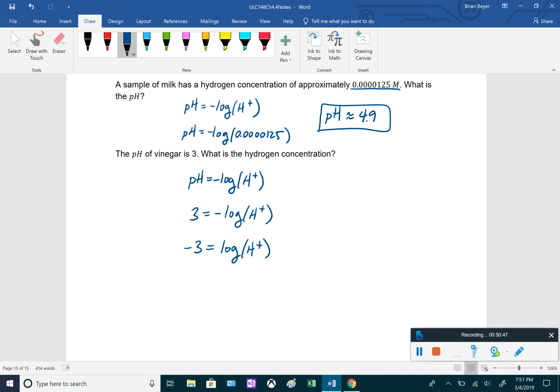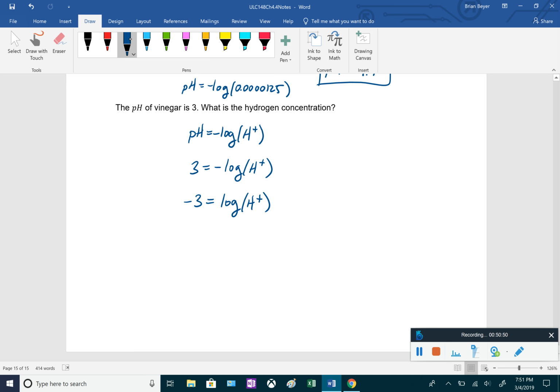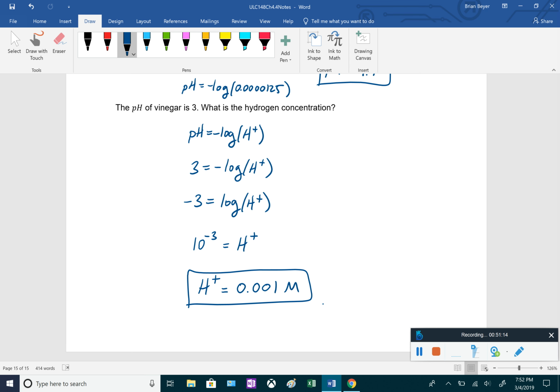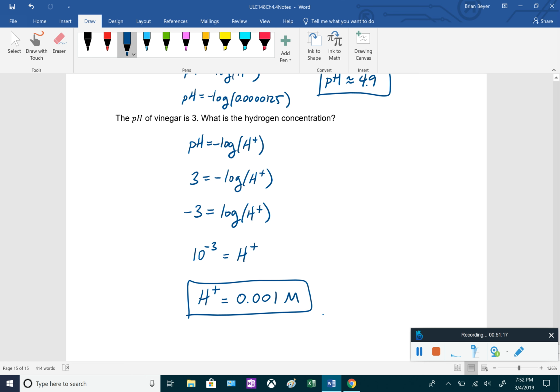And now we need to base 10 both sides to convert it into exponential form. So it's 10 to the negative 3 equals the hydrogen concentration. So the hydrogen concentration of vinegar is 0.001 moles per liter. Okay, so yep, that is it for section 4.4.